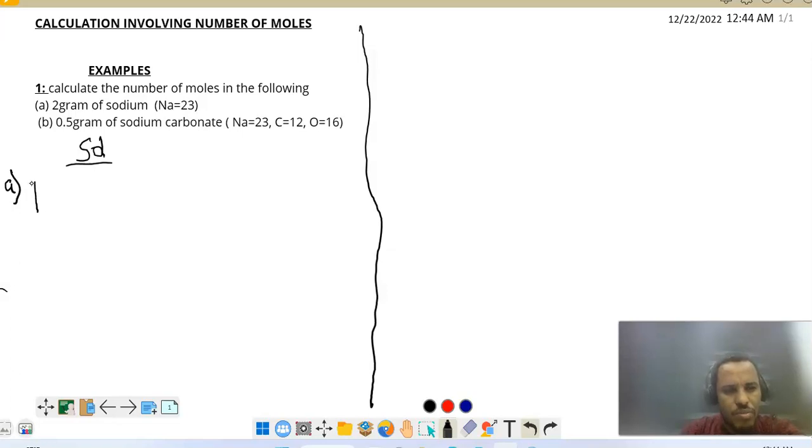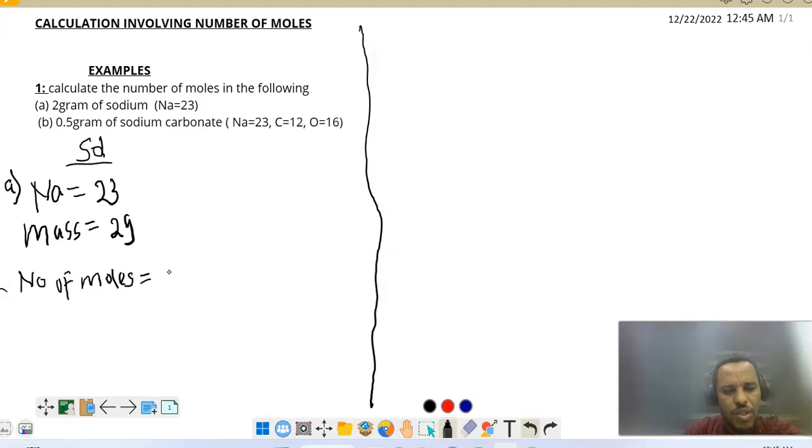So we have sodium, Na, and you know the relative atomic mass of sodium is 23. The mass of sodium is equal to 2 grams. When you want to calculate the number of moles, this is the formula method you can use. Number of moles is equal to mass given over molar mass. In this case we don't have molar mass, but we have relative atomic mass. So molar mass can be RFM or RMM, but instead we can say relative atomic mass.